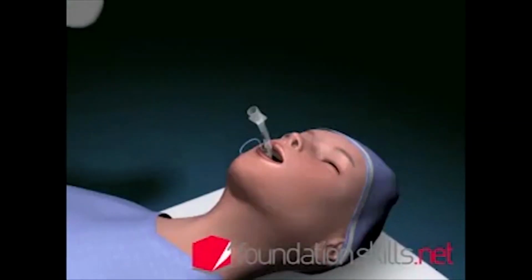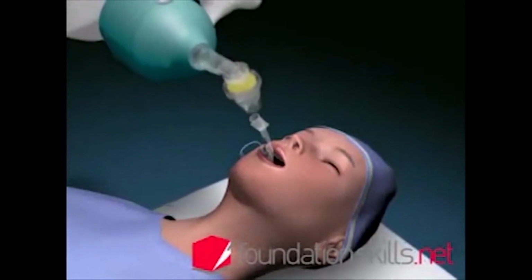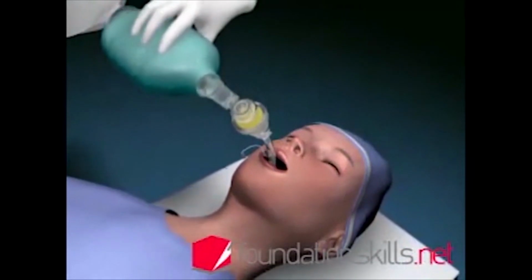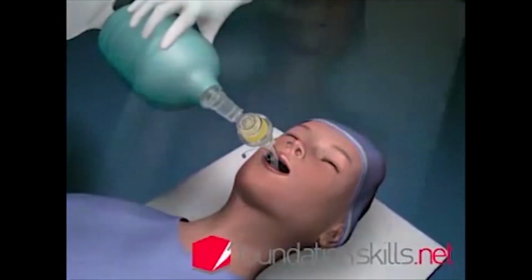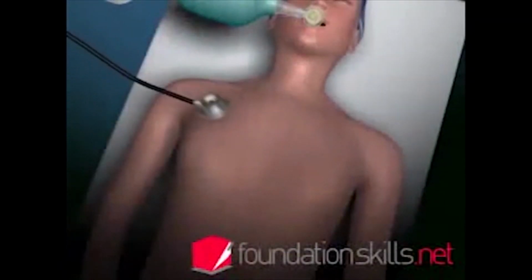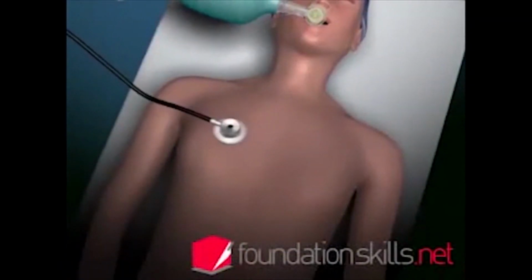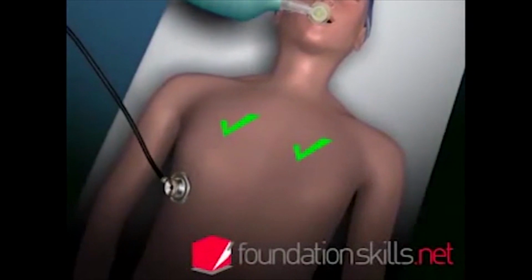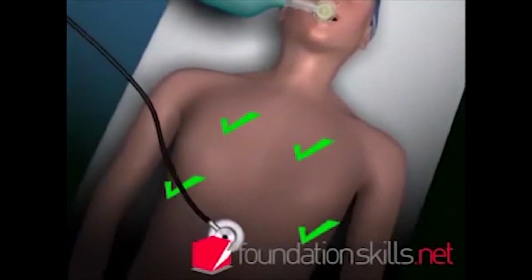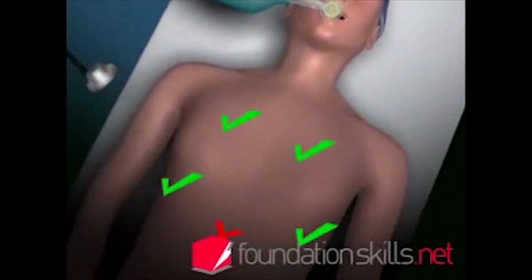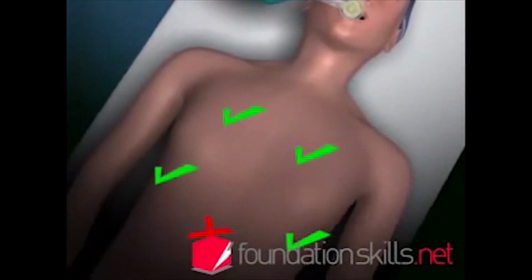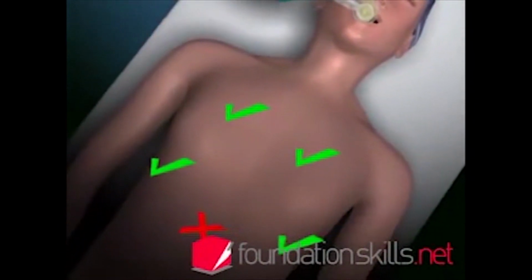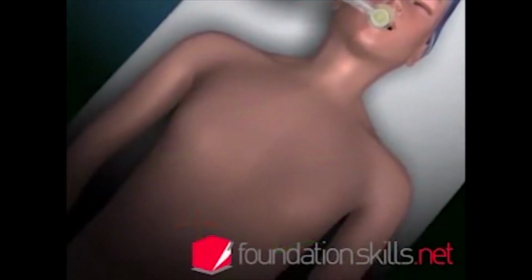Attach the tube to the bag and valve apparatus and ventilate the patient with the oxygen flow on 12 to 15 litres per minute. Confirm the position of the tube by auscultating over the apices of the lungs, the axillae and the stomach. If it is not in the correct position, deflate the cuff and remove the tube. Resort back to bag and mask ventilation and repeat the intubation process from the beginning.